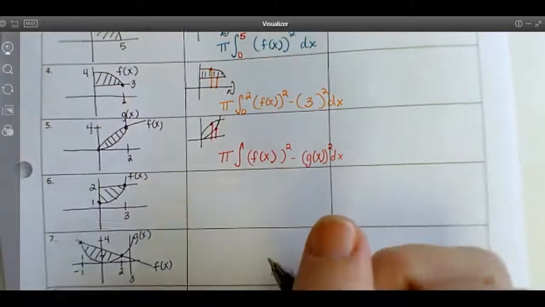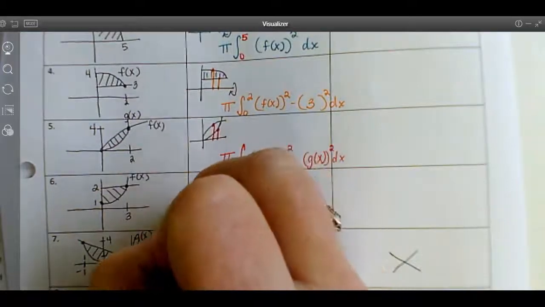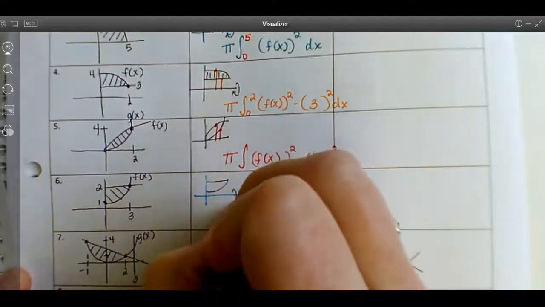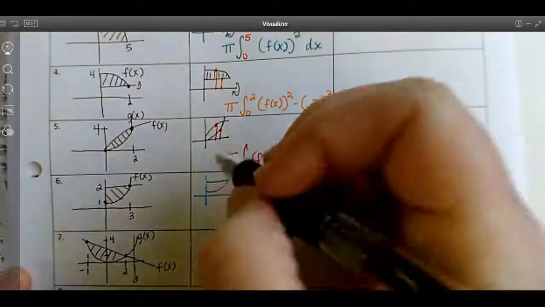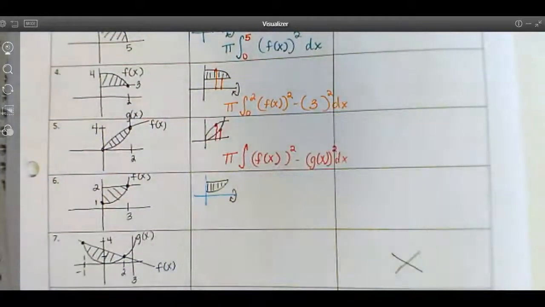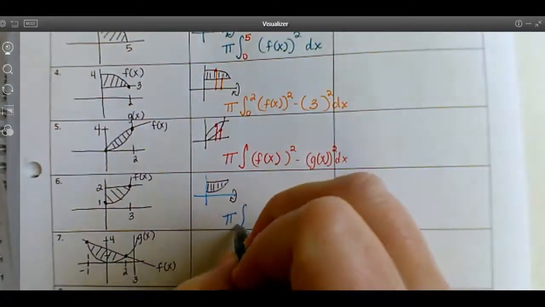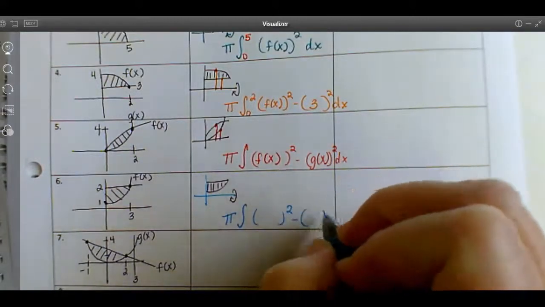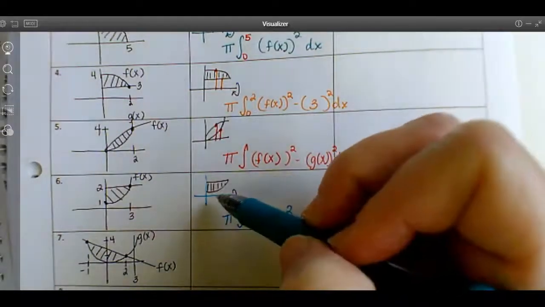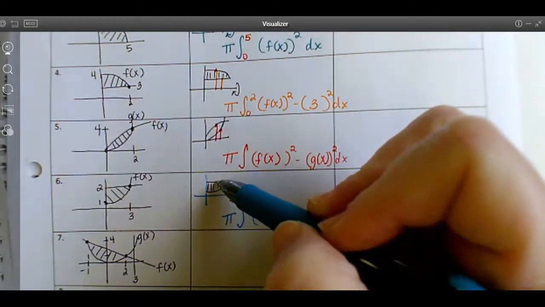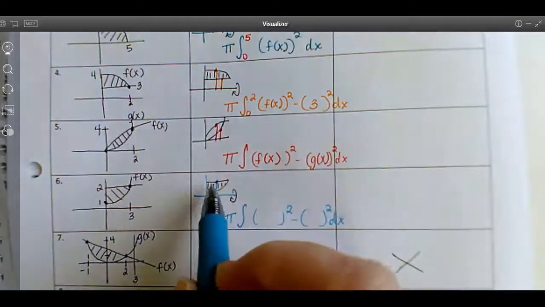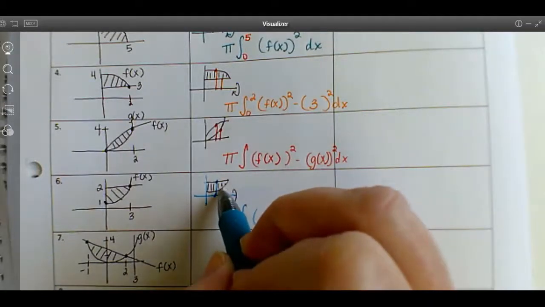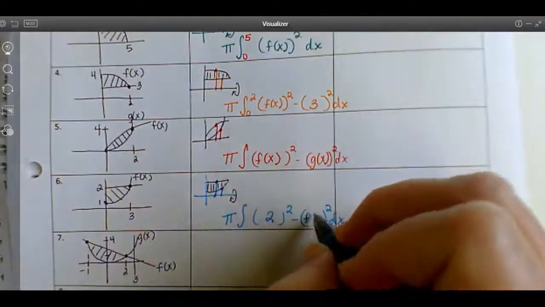Okay, let's do one more, and then I'm going to let you practice some. So here's our figure again, going around the x-axis. It does look like there is a hole, and so something squared minus something squared. So we're going from 0 to the outside, which in this case is just 2, so this would be 2 squared. And then from where you're rotating to the inside, that is the function, so f of x.